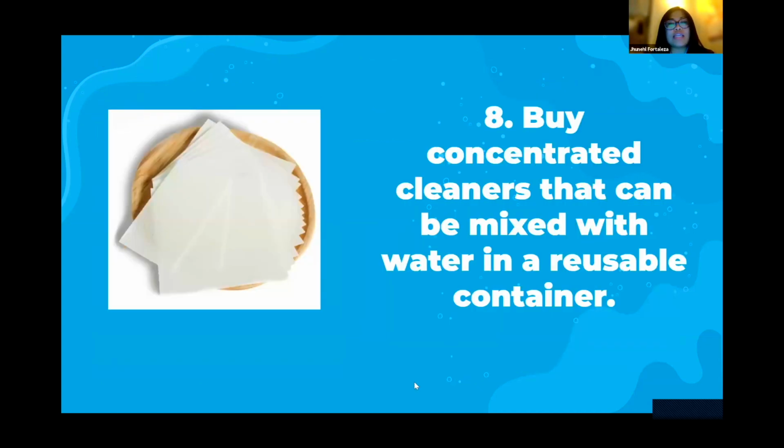Number 8, and this was something that I found really interesting that I didn't know about until recently. So number 8 is to buy concentrated cleaners that can be mixed with water in a reusable container. Not only is the spray mechanism on those cleaning bottles not recyclable, but so many cleaning products actually contain microplastics. Everything from shampoo to laundry detergent has microplastics in it. So after we use them on our clothes or on our hair and they go down the drain, they all end up in the ocean. And of course, the plankton and zooplankton eat these microplastics and they end up going up the food chain.